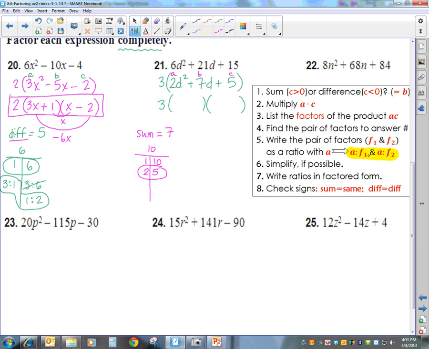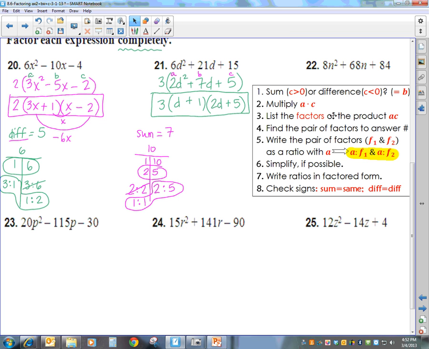So now I'm going to write the ratio. My A is 2. So I'm going to write A with each factor, 2 to 2, 2 to 5. I can simplify this 2 to 2 to 1 to 1. And that one does not. So these are my factors. And I'm going to have a d and a 1 from this one. And then 2d and 5. I'm using a sum, so my signs will be the same, and they'll be what my B term is, which is positive, so they'll both be positive. And there we have it.